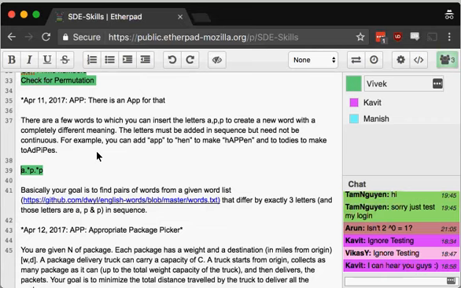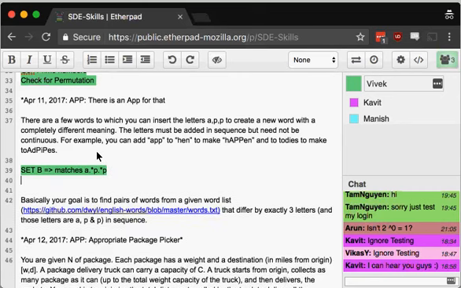Yes. So the first thing you do is filter your output, so your set B is only words that match this. Then what is the next step?